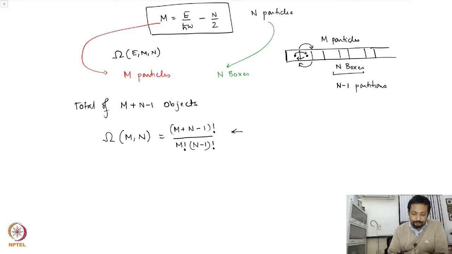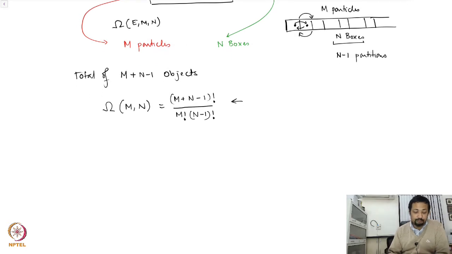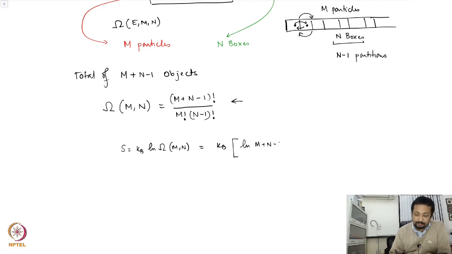So now, when we have this expression for the total number of microstates, we want to write down the entropy of the system as Kb ln of omega m, n, which essentially means that this is Kb times ln of (m plus n minus 1) factorial minus ln of m factorial minus ln of (n minus 1) factorial.